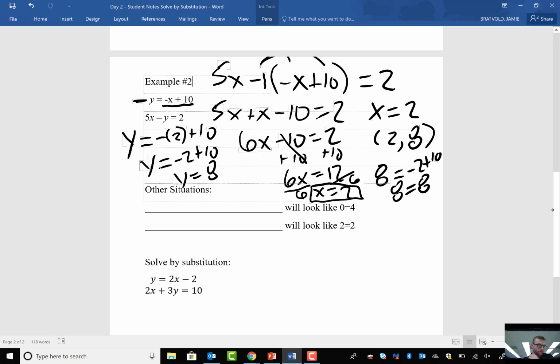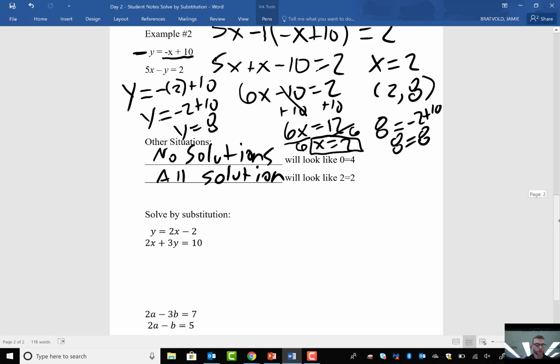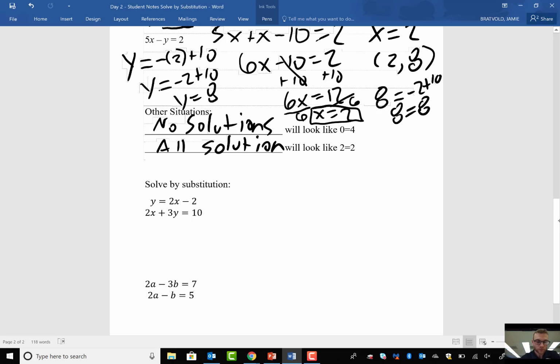So other situations. Sometimes you might get something funky where you get something that looks like 0 equals 4 or 2 equals 2. Now if the numbers don't equal each other, there's going to be no solutions. If the numbers do equal each other, it's going to be all solutions. Let's do this next example and we should see something that looks like that.